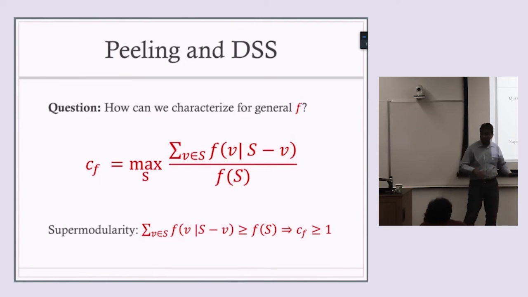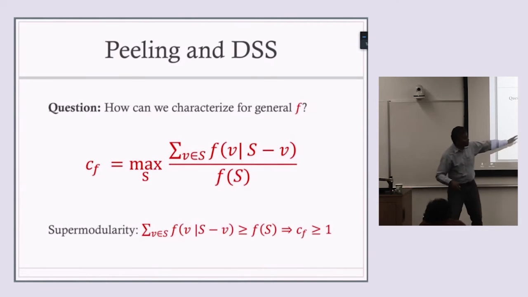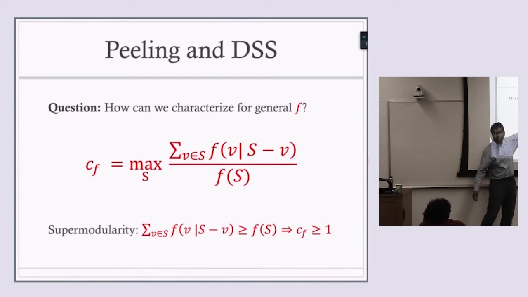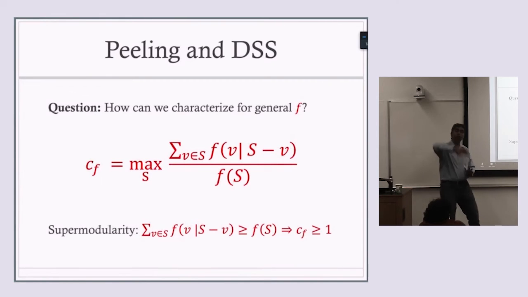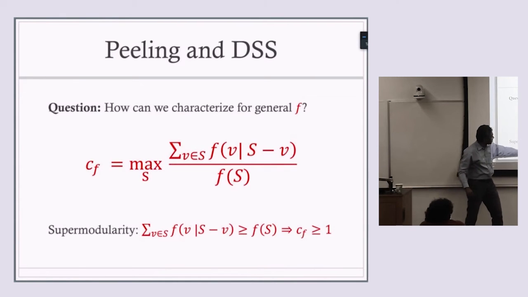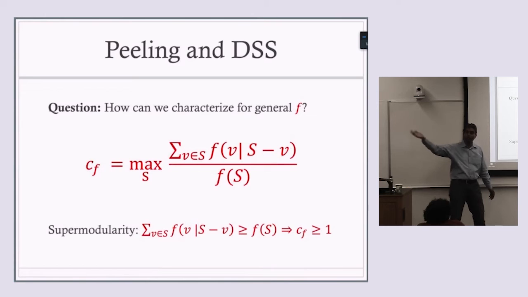Let's take a very simple example. If the function is modular, there is no supermodularity or submodularity. f of s is simply the sum of the weights in the set. Then f of s will be the sum of the weights, and this also will be the sum of the weights. It will be 1. Supermodular means that this will be growing, basically: the sum of the marginal values of v to s minus v is bigger than f of s. So this number is always greater than or equal to 1 for supermodular.